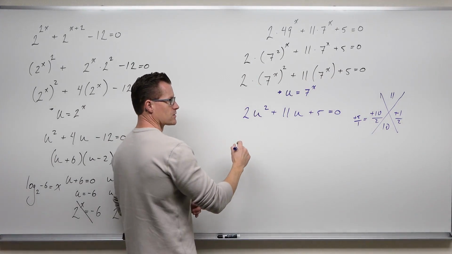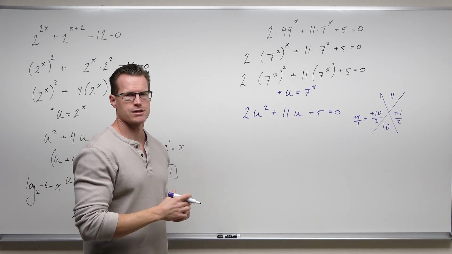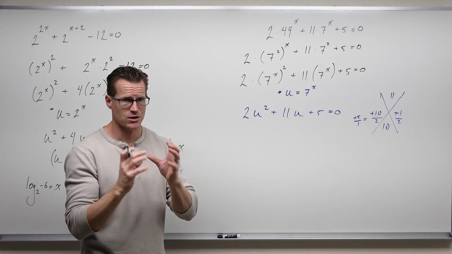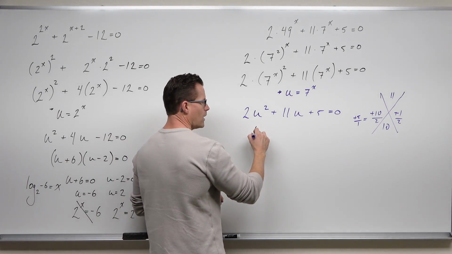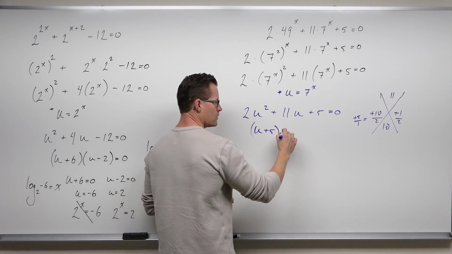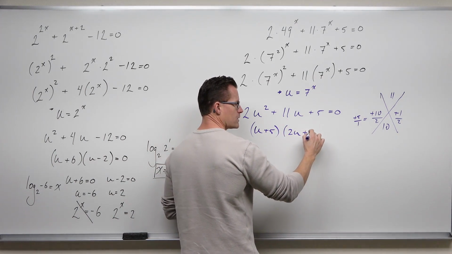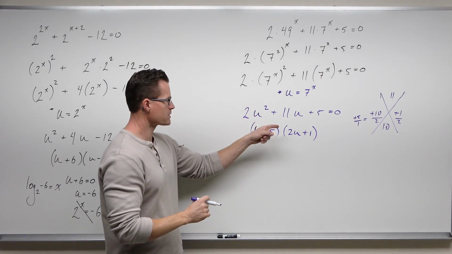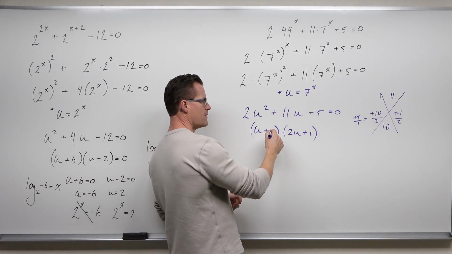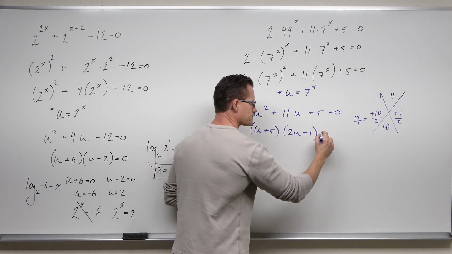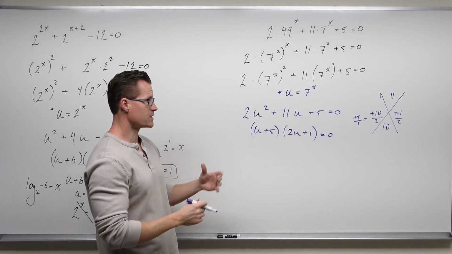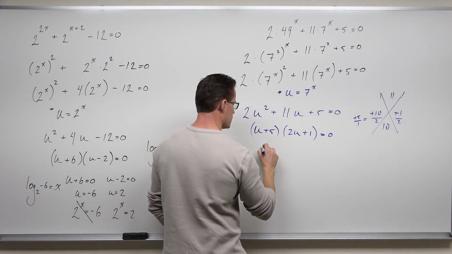So this is going to factor as, common mistake, you're not in x's right now, you're in u. So when you factor, you've got to use the u. So we've got 1u plus 5. We've got 2u plus 1. We can double check this. That's 2u squared plus u and plus 10u. That's 11u. And then plus 5. The zero product property is going to set each of these equal to 0.